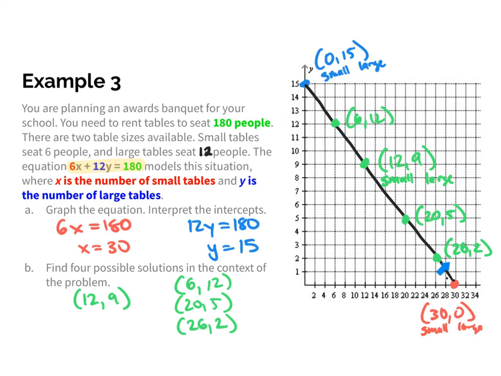The reason all these points work is that they all fall on the line. If I take these values, for example 6 and 12, and plug them back into my equation, 6 in for x and 12 in for y, I get 180 every time. Obviously, which combination I would choose depends on maybe the size of the banquet hall and the size of the tables. But this is a helpful way, in a real-life situation, to think about how I want to arrange this banquet based on the table size and the number of people I need.